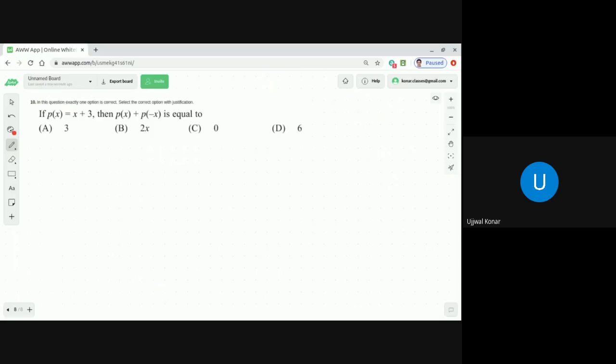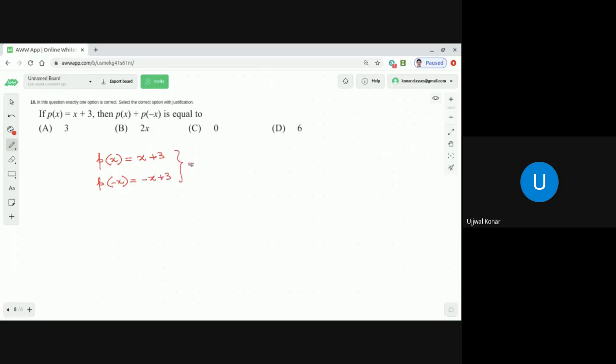Look into it minutely. What is P of x? P of x is equal to x plus 3. Correct? Now, what is P of minus x? P of minus x means wherever x is there on the right hand side, I will write minus x, correct or not? Yes, sir. So that is minus x plus 3. Clear or not clear?